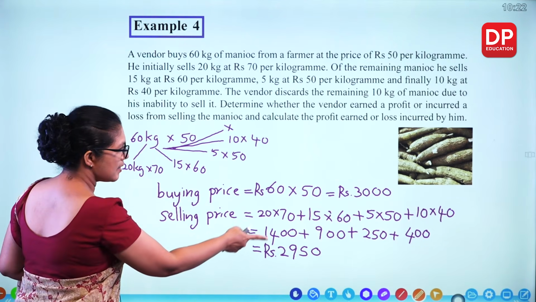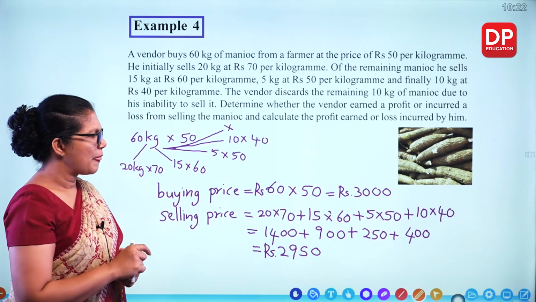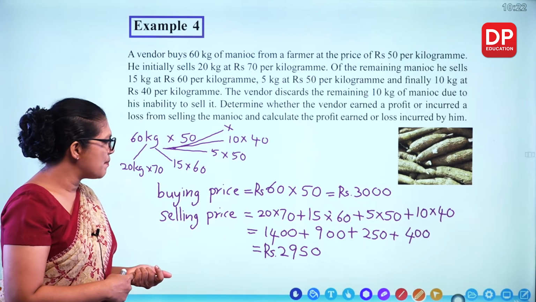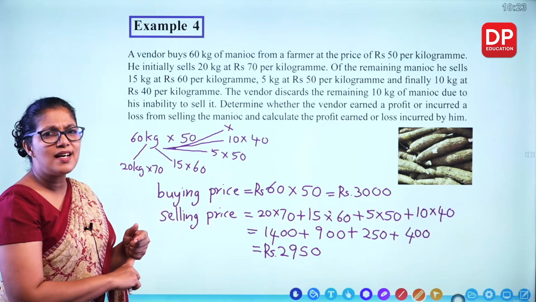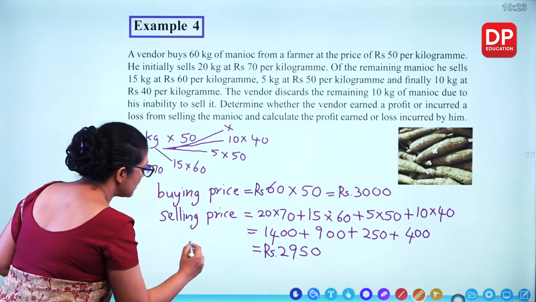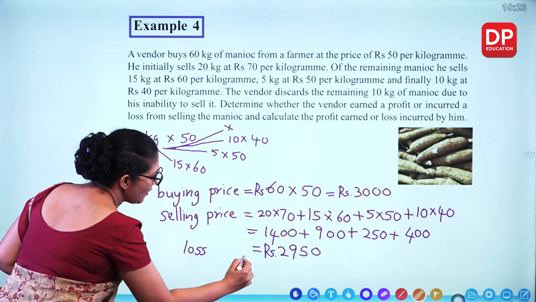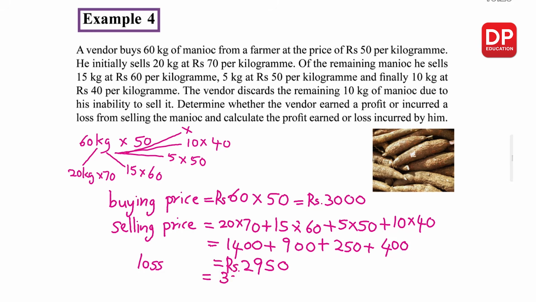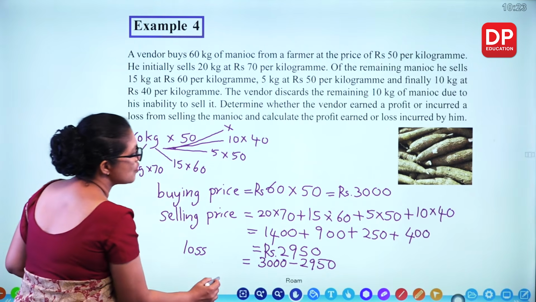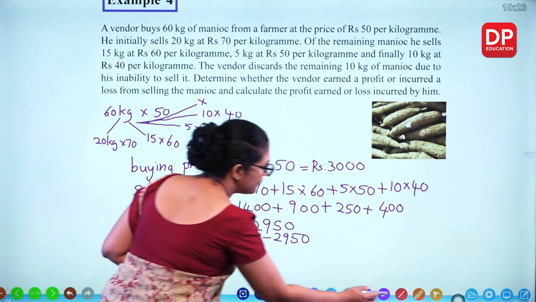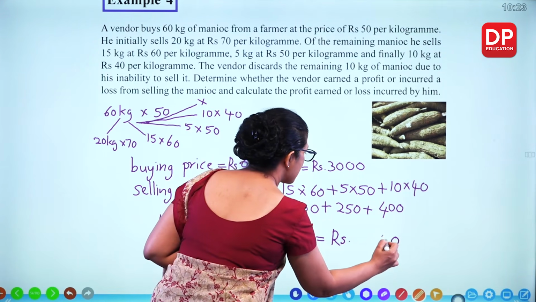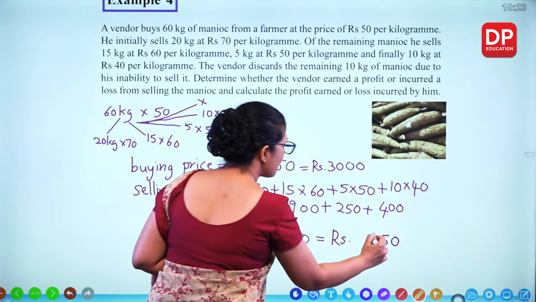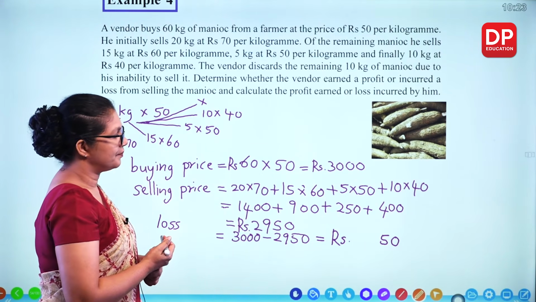Now look at selling price and buying price. Buying price is 3,000 and selling price is 2,950. That's less than buying price. So this is a loss. So loss occurred is 3,000 minus 2,950. So what's the loss occurred? You get 50 rupee loss.